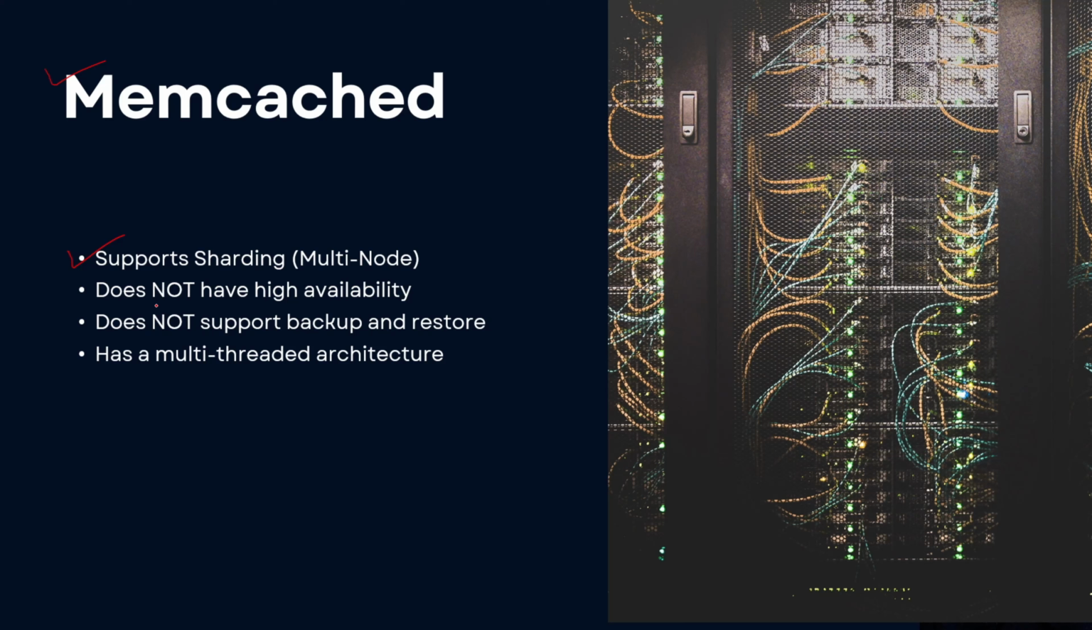Another thing to think about is that Memcached does not have high availability and does not support backup and restore. So it does not have any high availability, and in the scenario that something takes place to your cache, there isn't any backups available, hence why you will not be able to restore. So you can say that all of your data stored in that specified cache is gone. And it has a multi-threaded architecture.